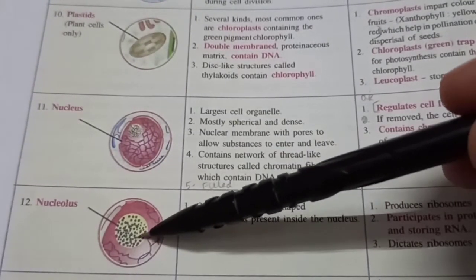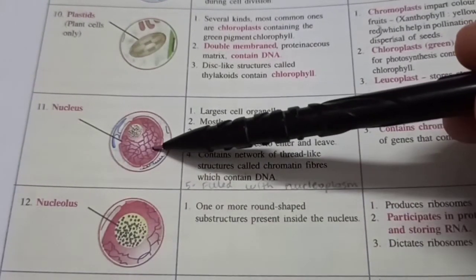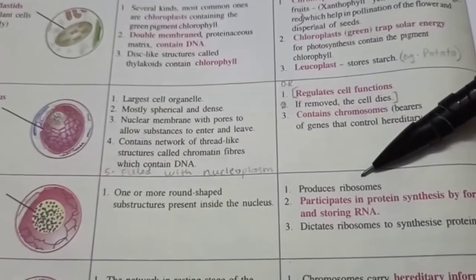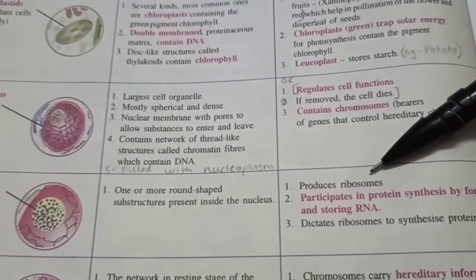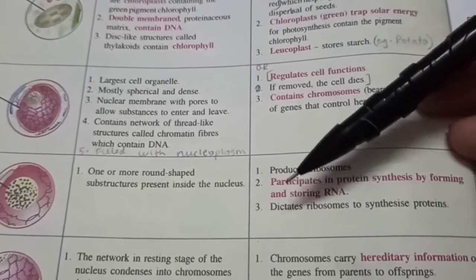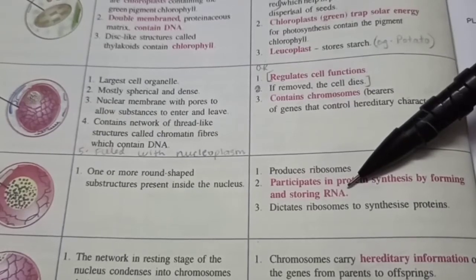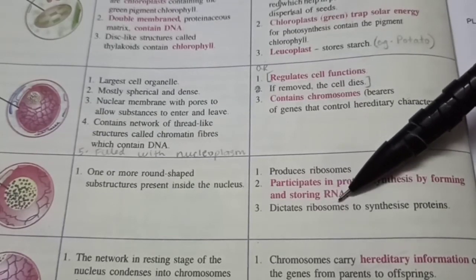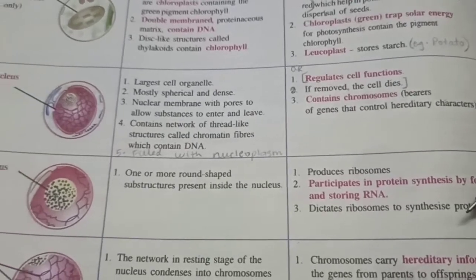Nucleolus, it's a dark spherical body in the nucleus. There may be two as well, called nucleoli. It produces ribosomes. So, since ribosomes do protein synthesis, you can see nucleolus is directly involved with protein synthesis. It also forms RNA, which is also required to do protein synthesis. They also dictate the ribosomes to synthesize proteins.